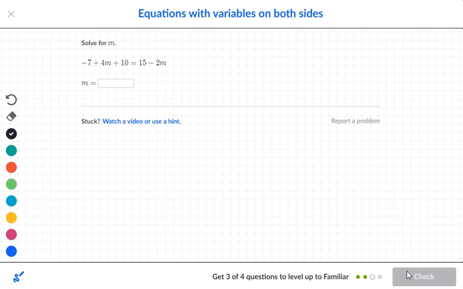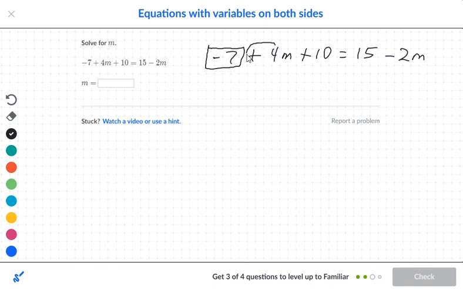Okay, the next one, you have negative 7 plus 4m plus 10 is equal to 15 minus 2m. Okay, let's code the problem. Circle all the letters, and box the numbers.